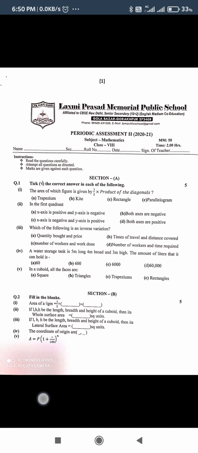Third: L, B, H be the length, breadth and height of a cuboid, then its lateral surface area. Lateral surface area means we have to write area of walls. Fourth: the coordinates of the origin, we have to fill in over here. Fifth: A equal to P into bracket 1 plus, in the blank spaces in numerator and denominator, 100 over, power n. So we know what comes in the given spaces.